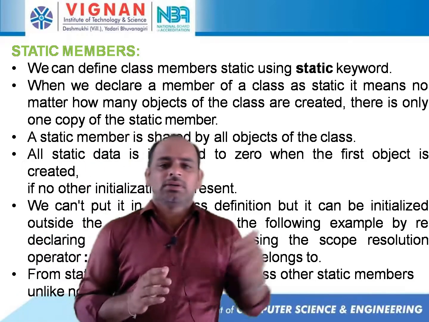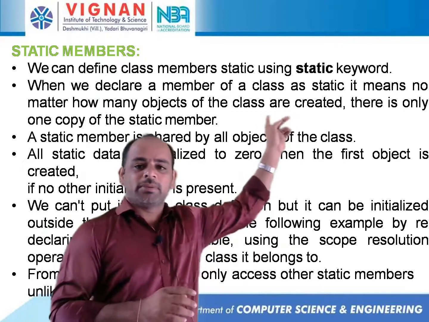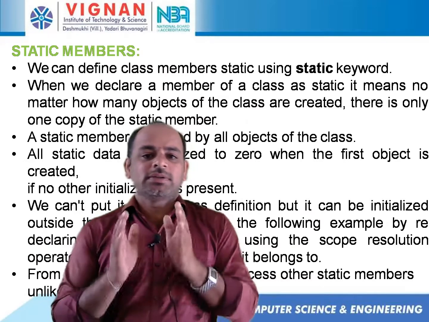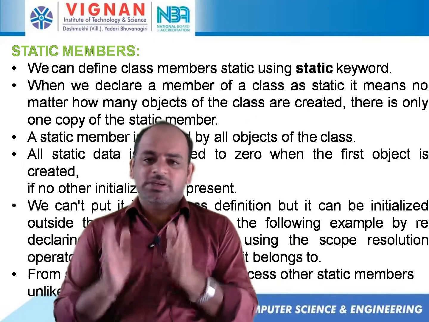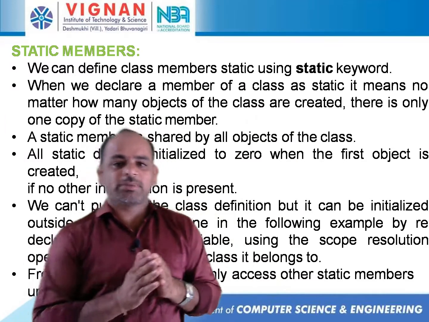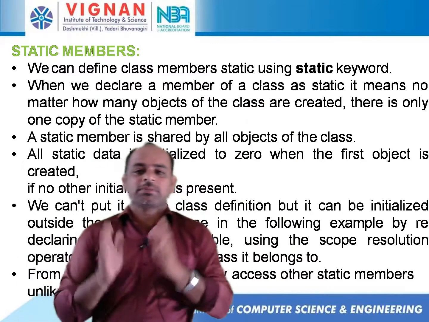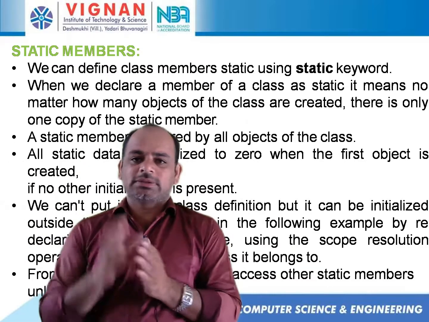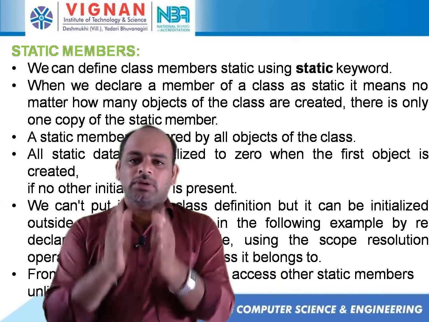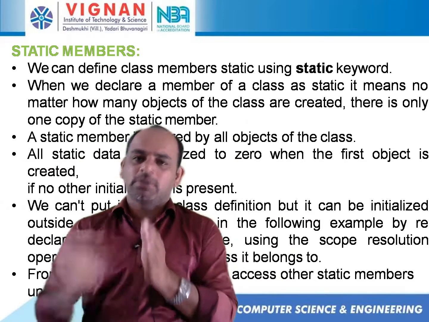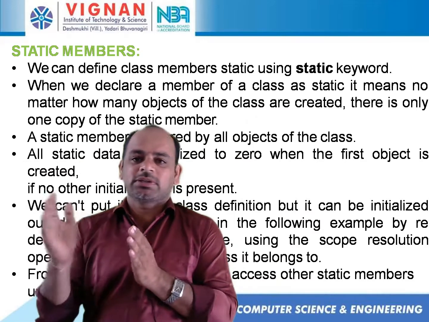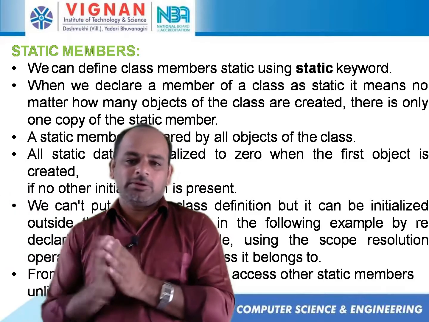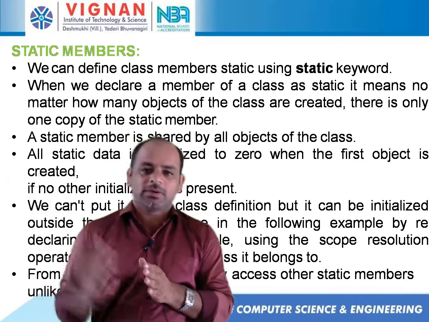So here you can see, when we declare a member of a class as static, it means no matter how many objects of the class are created, only one copy of the static member is created. All static members are shared by all objects of the class. That means if you create 10 objects of a class that has one static member, only one copy of that static member is shared by all 10 objects. For each object there won't be a separate copy of memory allocated. That happens only for non-static members.